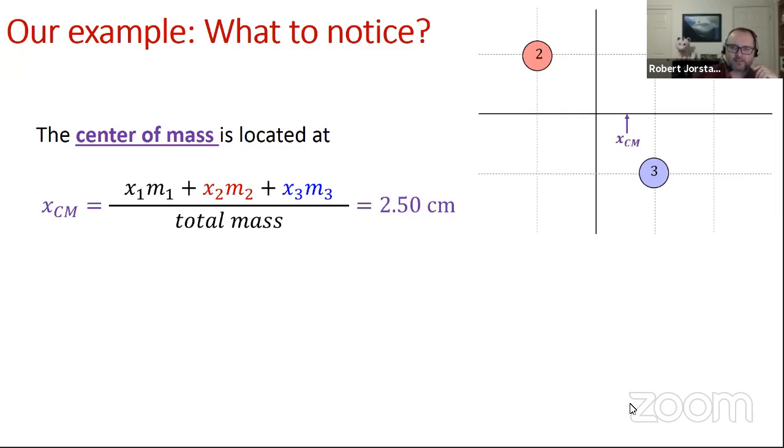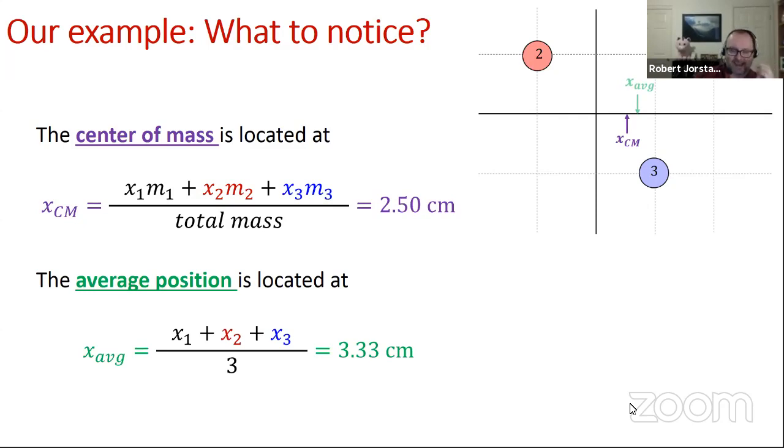And in this case, what if we had taken the average position? The average position would be: get the positions x1, x2, and x3, add them all up and divide by 3. That is not the same number. So what are you supposed to notice here? The center of mass is not the same thing as average position. The center of mass is where the gravitational force acts on average.